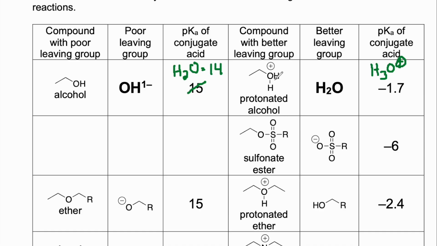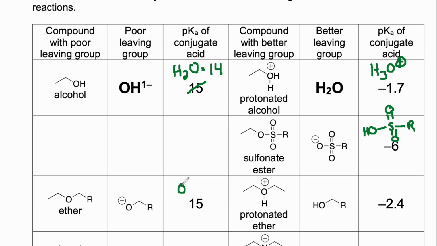Something else that you can do to an alcohol besides put a proton on it is convert it into a sulfonate ester. That would make this the leaving group, the sulfonate leaving group, and the conjugate acid of that is structurally very similar to sulfuric acid, a strong acid. It's just that it has an R group on it instead of another OH group. And so this is a pretty strong acid. The negative charge is delocalized over all three of these oxygens, making it very stable. The pKa of the acid is -6, so this is a very strong acid. This is a very, very weak base, and that makes it a better leaving group.